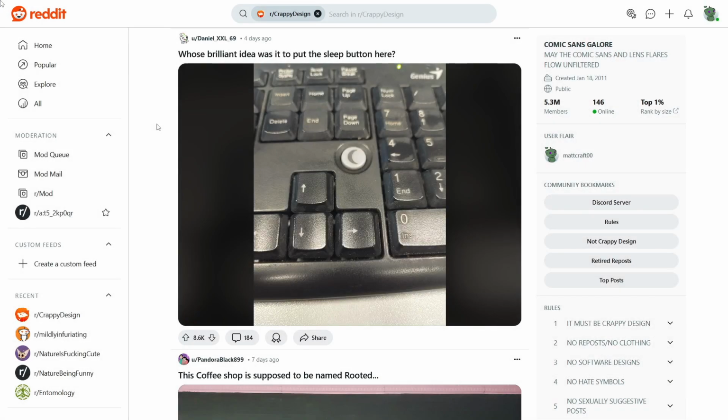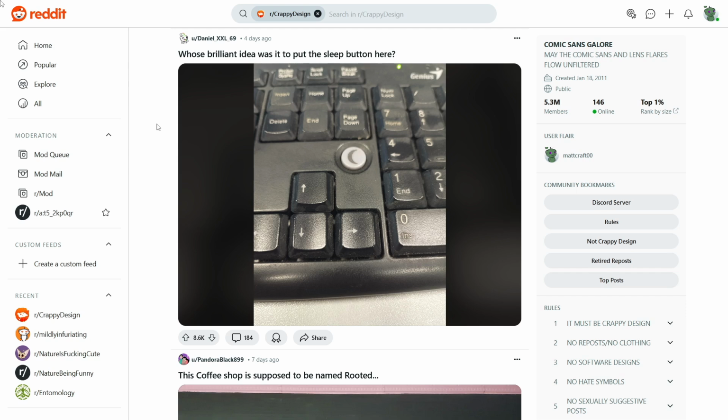Whose brilliant idea was it to put the sleep button here? First of all, why the frick do you have a sleep button for your computer on your keyboard? Secondly, what is that keyboard? And third of all, you know there's a whole bottom row below the keyboard. You could just put it next to the power button. Honestly, that's probably the place you want it to be, but also, why do you have a sleep button? It's literally an option on your computer.